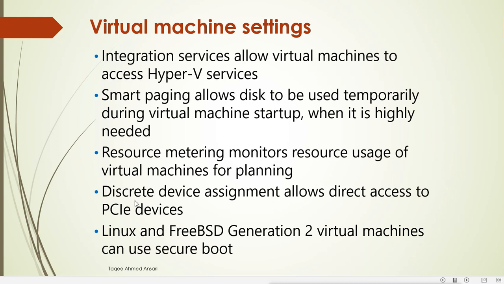Then we have discrete device assignment. This allows direct access to the PCI devices of the host. So it will allow the virtual machine to access the PCI slot devices directly from the real host. Then for Linux and FreeBSD, generation 2 virtual machines can use secure boot also. That means it can secure the booting of these Linux and Unix machines too.